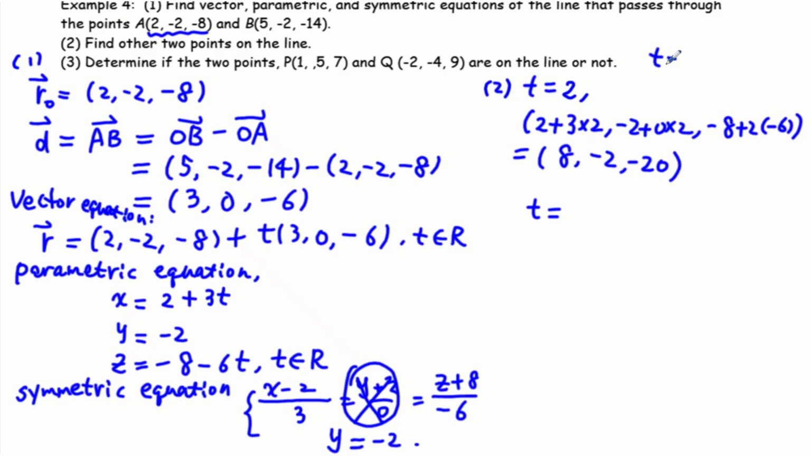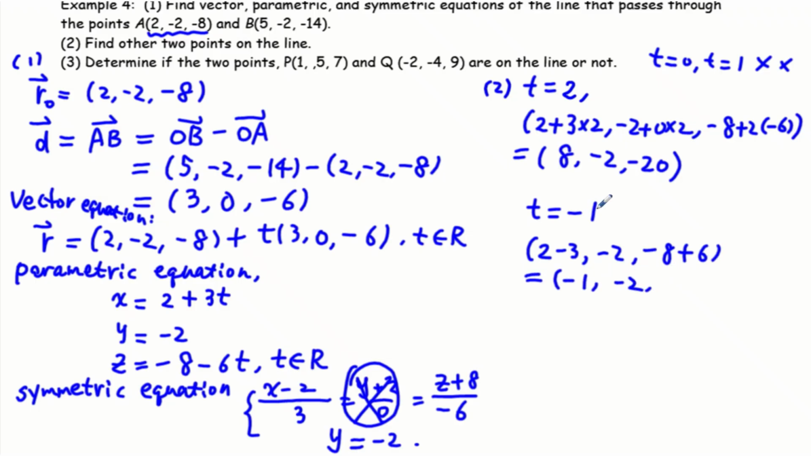So t equals 0, t equals 1, we don't use these two. Then we could use t equals -1. So the point will be 2 minus 3, -2 plus 0, and -8 times -1 gives us 6. So it's just a little bit easier for calculation to pick t equals -1. Just flip all the numbers to the opposite. And this is two other points.